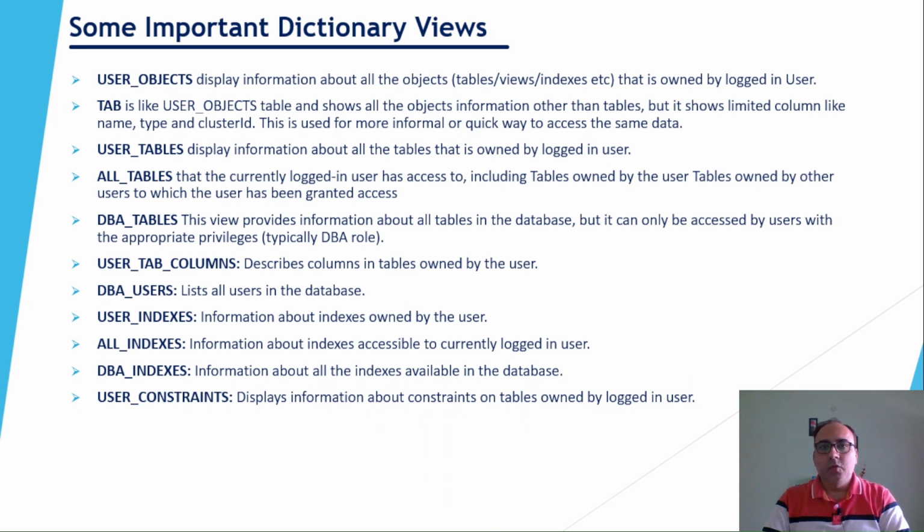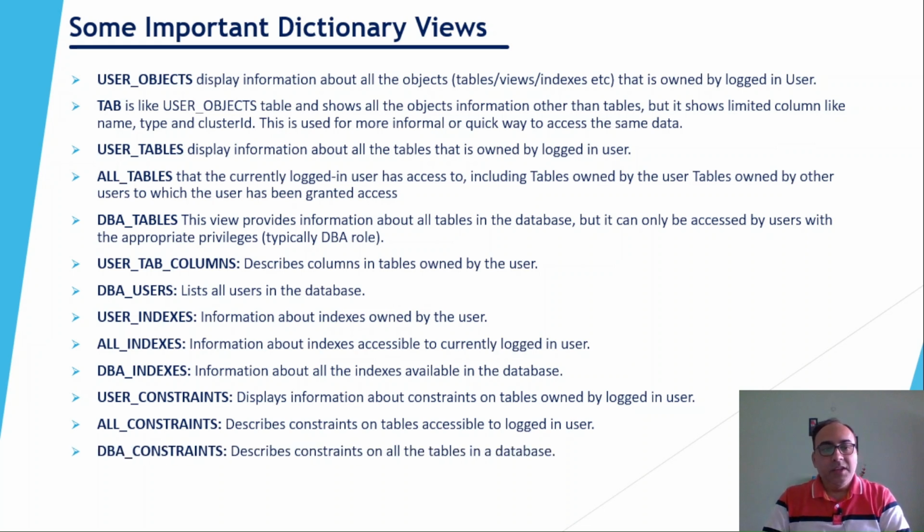Next, we have user_constants. This basically displays information about constants owned by the currently logged in user. Now, another variant related to the same is all_constants. Again, this provides information related to constants that are accessible to the currently logged in user. Then we have DB_constants. So this basically provides information related to all the objects within the database.